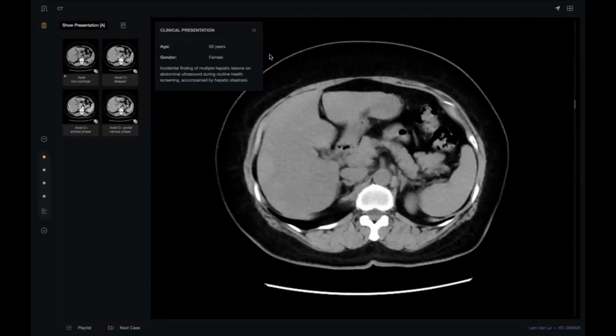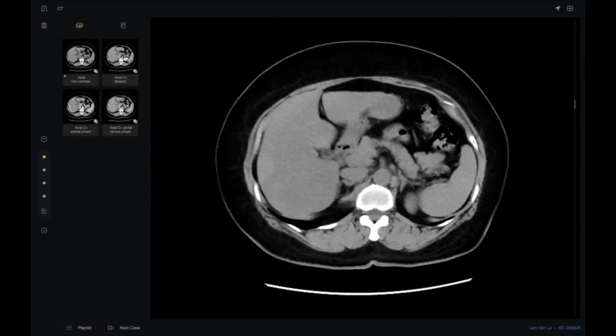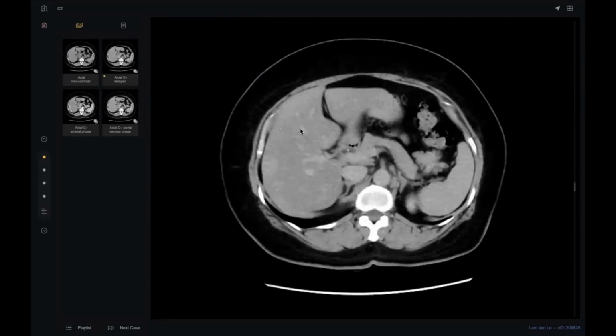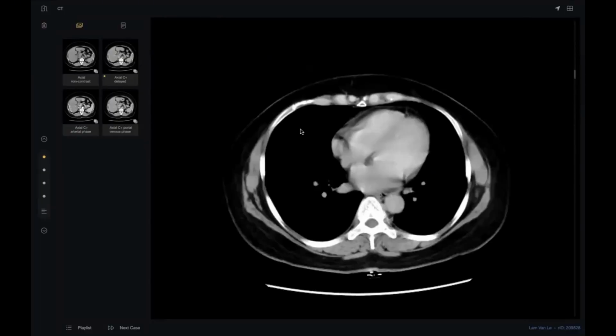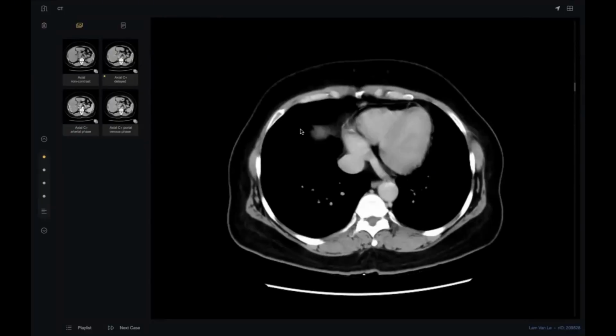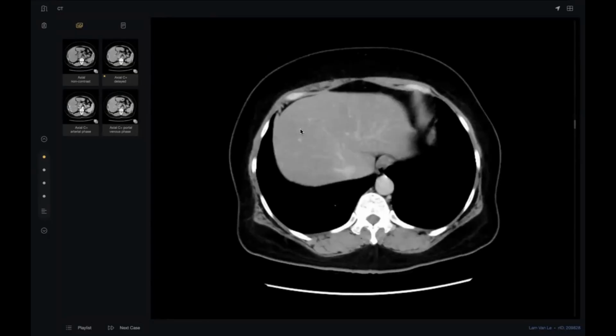This 50-year-old female patient presented with abdominal pain. These are CT abdomen images in portal venous phase in a 50-year-old female patient. I will take a moment to go through the entire stack.